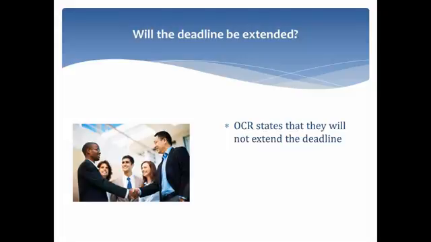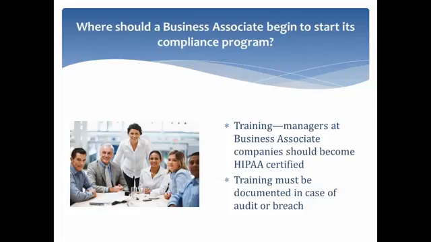The other thing that OCR said was that because the business associate agreement should have been in place, the business associates should have been following a lot of these guidelines, even though they didn't necessarily have to have all the components of a HIPAA compliance program, and they weren't directly liable. Since they were business associates, and the assumption is that they knew they were business associates and had contracts in place, there should not be a lot of work to do to go the extra steps to become compliant by September.